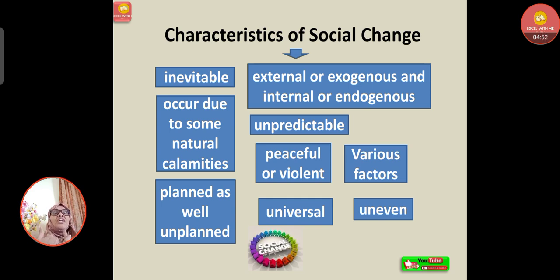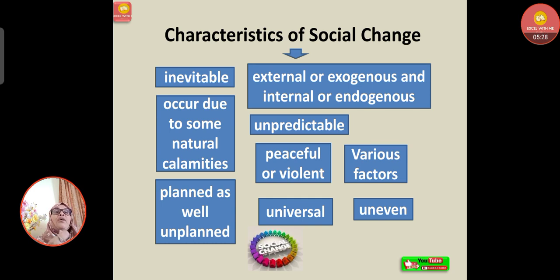Then social change can occur due to some natural calamities like floods, earthquakes, etc., or it can occur due to known efforts or deeds of human beings, like human beings do actions to be more civilized, which leads towards social change. Thus, social change is planned as well as unplanned. We can plan for our changes also. Sometimes these natural calamities are unplanned. So changes occur maybe geographically, psychologically, physically, etc.